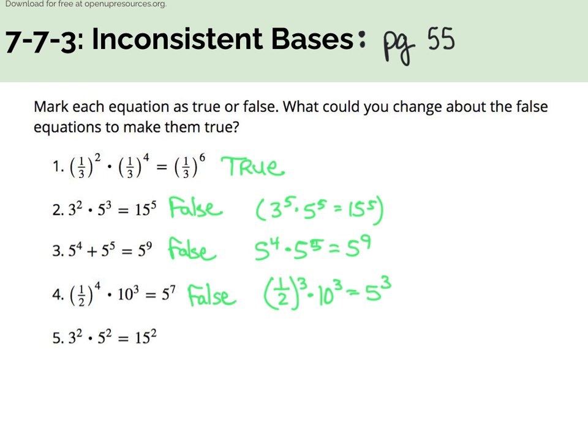And then number 5, 3 to the second times 5 to the second is 15 to the second. This is actually true. Notice how even though we have different bases, if our exponents are the same, then I can go ahead and multiply them. So let me show you. If we had 3 times 3, and then we have 5 times 5, I can put these together as 3 times 5, which is 15. 3 times 5, which is also 15, which equals 15 to the second. And then in our next lesson, lesson 8, we're going to talk about this further.